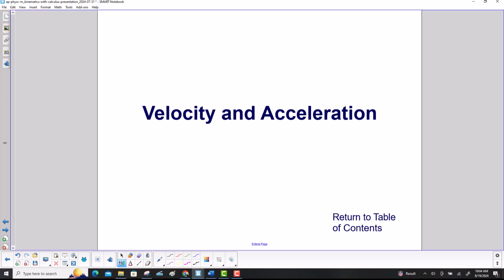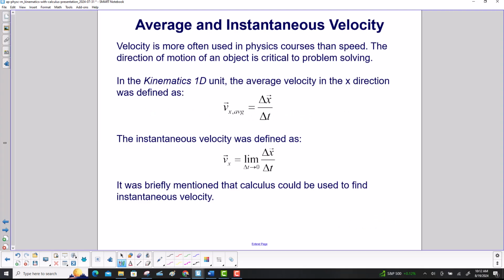Velocity and acceleration. Velocity is more often used in physics courses than speed. The direction of motion of an object is critical to problem solving. In the kinematics 1D unit, the average velocity in the x direction was defined as v average is delta x over delta t. And you can see here, it's a vector, right? Delta x with the arrow over it, and so is average velocity.